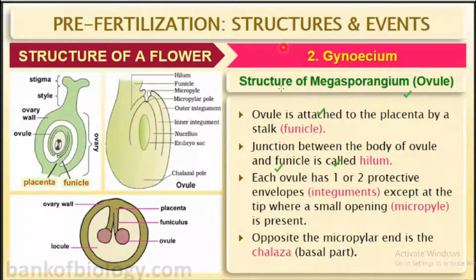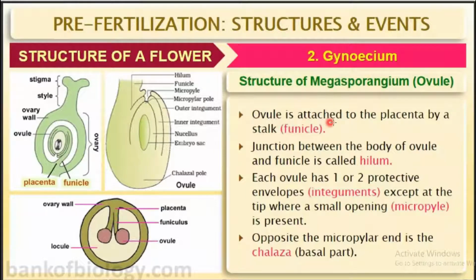Okay, next is, what about the structure of megasporangium? Ovule is otherwise known as megasporangium. So when we take the section of this ovule, we will get a picture like this. We can see the different parts of this ovule one by one.